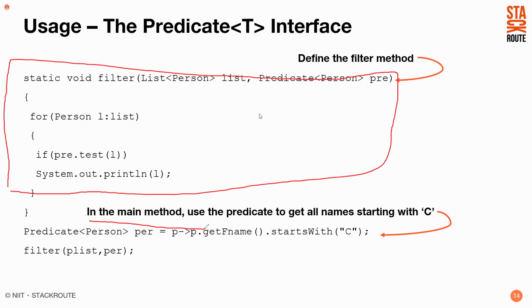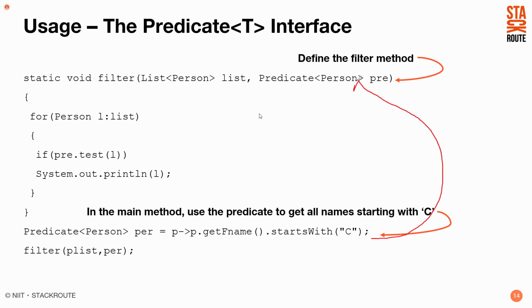Whereas in the main method, we will use predicate to get the condition. According to this program, we are creating an object for predicate and we are getting the names whose name starts with C. This condition will be passed to this filter method. In the main method, I will define a predicate object and apply some condition, and this object I will pass as a parameter to my filter method. Based on the condition, the data gets filtered in my filter method. When you try to print the data, I will get only filtered data.